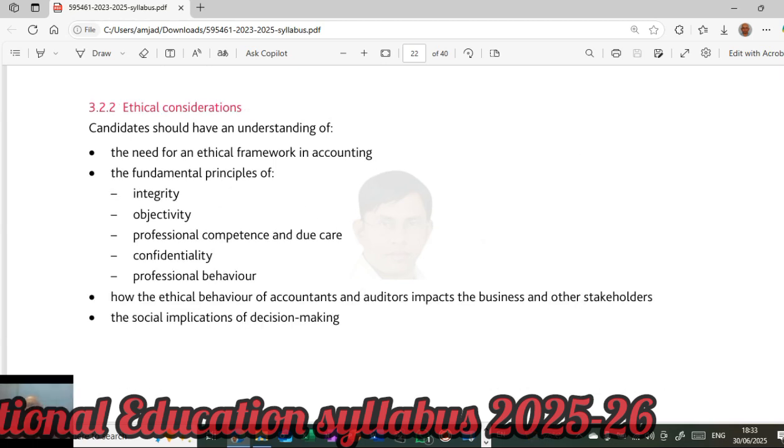So, dear friends, another topic, 3.2.2, ethical considerations. This is basically theory, but a lot of questions are asked from this. Very important, highly scoring, and if you read it once or twice, you can understand it and write the answers on your own. Candidates should have an understanding of the need for an ethical framework in accounting, the fundamental principles of integrity, objectivity, professional competence and confidentiality, professional behavior, how the ethical behavior of accountants and auditors impacts the business and other stakeholders, and the social implications of decision making.